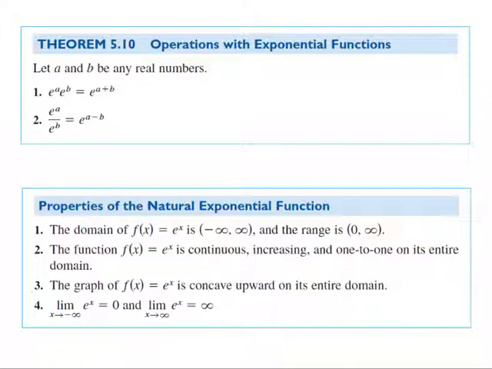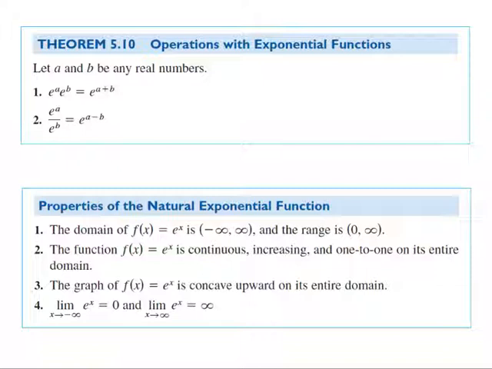A little bit about the properties, and we could get this when we graph. The domain is negative infinity to positive infinity, and the range is from 0 to infinity. And like I said, if we would graph that, you would see that the function is continuous, increasing, and 1 to 1. And it's also concave upward.